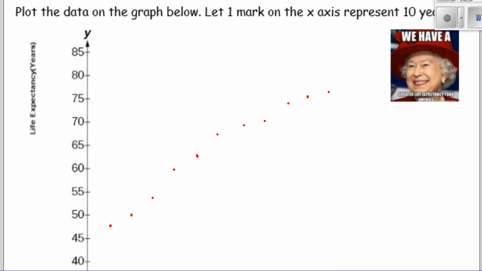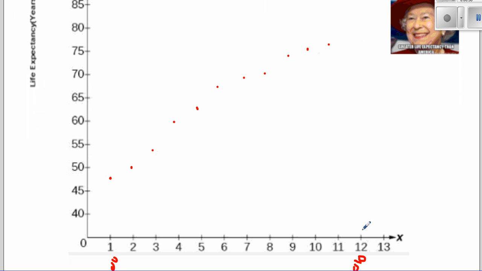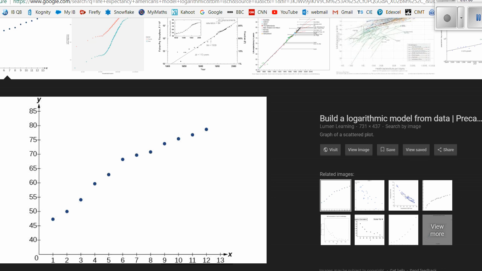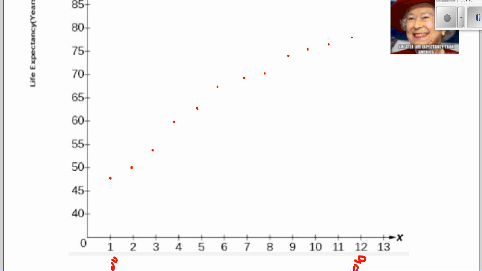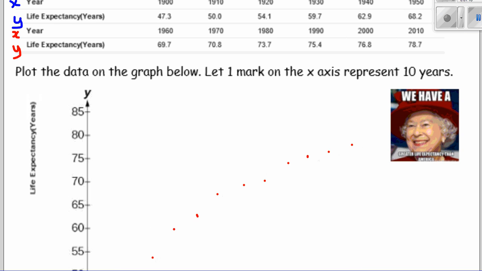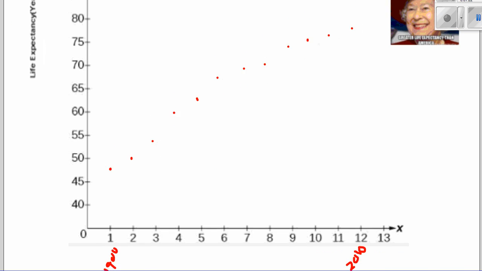2010's here. 78.7, maybe something like that. Basically, it's meant to look like this at the end. So hopefully your graph looks roughly like that. Fingers crossed. And see, mine looks similar. Awesome. So that is the general graph. Plot the data on the graph and that kind of thing. We've done that. We've labeled everything reasonably well. That looks a bit small now, so I'm going to make that bigger.